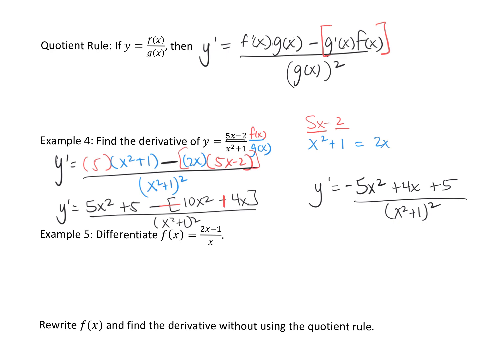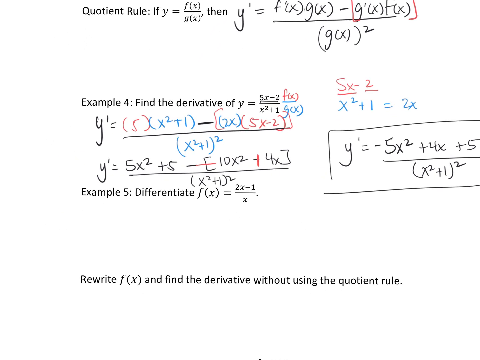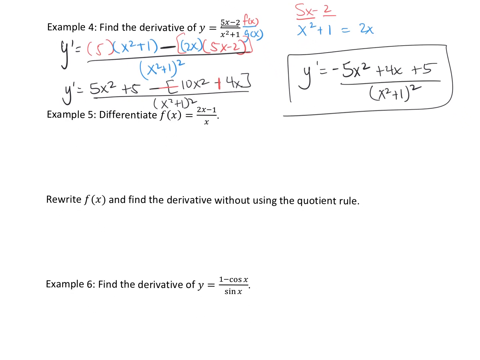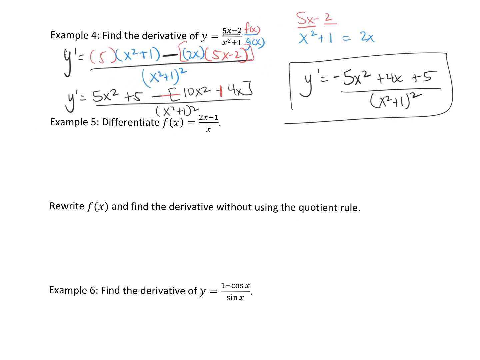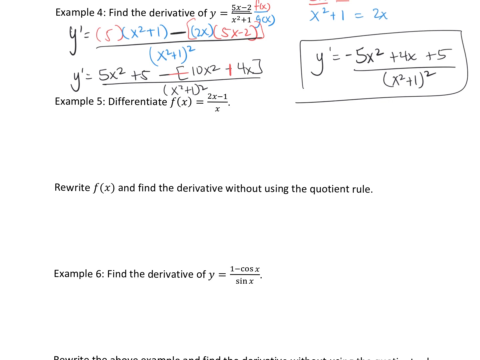Okay, let's try the next one. The next one looks kind of familiar. We did a lot of these in 8.1 and 8.2 when we didn't have the product rule or the quotient rule. So we're going to differentiate, which just means take the derivative. We have two functions: this is f of x on top, and I have g of x down here. So my derivative is f prime of x, don't forget the prime.